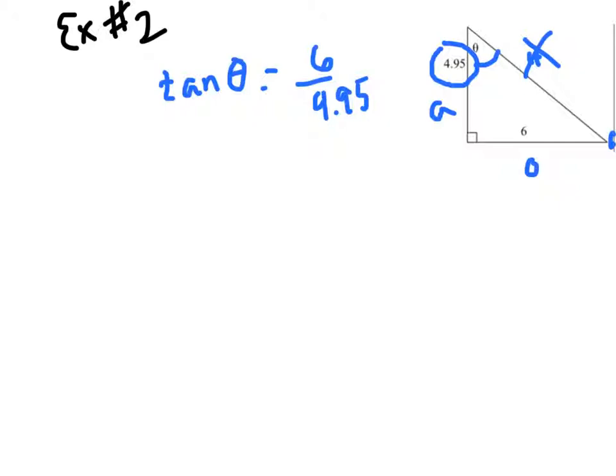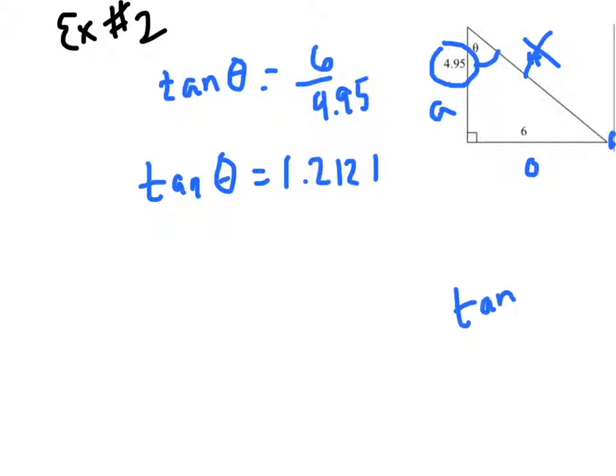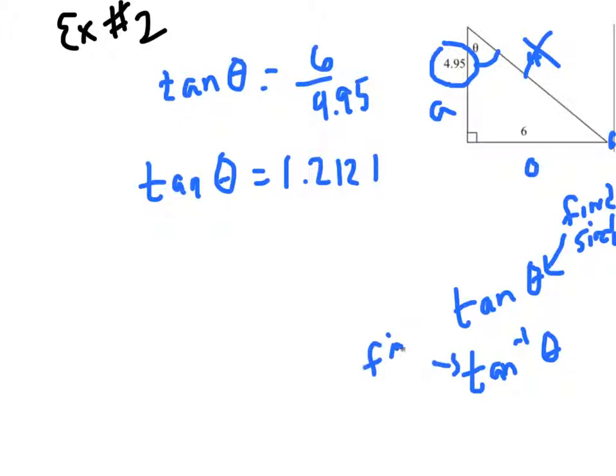I'm going to do 6 divided by 4.95, and I get 1.2121, etc. That equals the tangent of theta. Now this is where it gets tricky, because if you have a scientific calculator, you have this tangent button, but you also have a tangent with a little -1. We call that inverse tangent. You use the tangent button to find a side, and you use this inverse tangent button to find an angle.